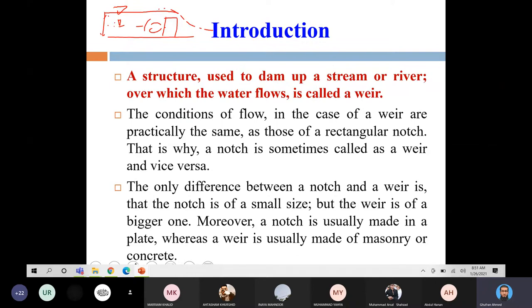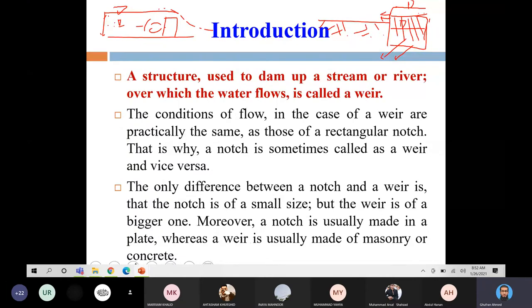Another purpose of installation of a weir is that in some areas, say agricultural lands, the land is somewhat higher than the water level. If I draw a cross section of a canal, say it is here, and we have an agricultural land here, and we want to divert the water to this land, then it's not possible, as the water level is lower than the agricultural land, so it will flow in this direction. However, if we construct a weir here, then the water level will increase. And due to this increase in water level, we can divert it to the agricultural land. So this is another purpose of construction of a weir, that we increase the water level for any purpose.